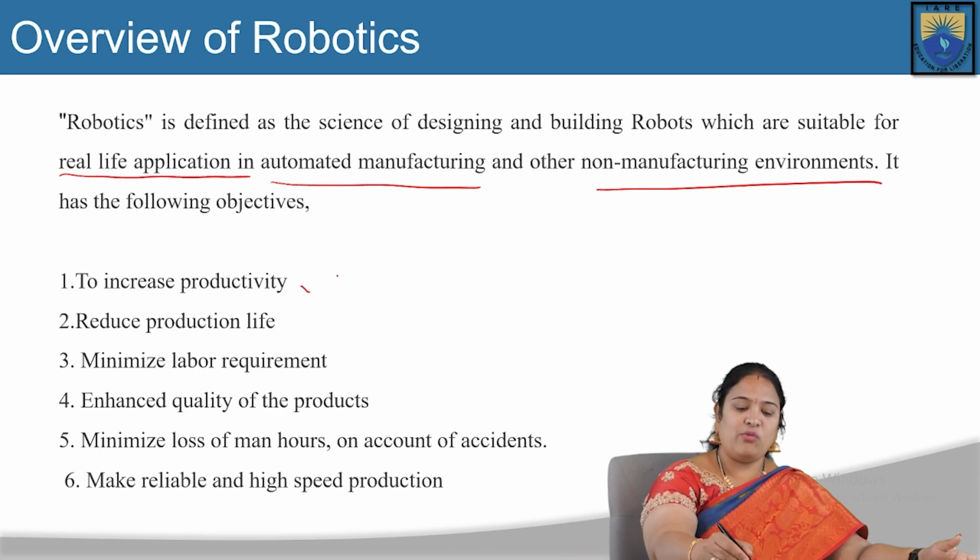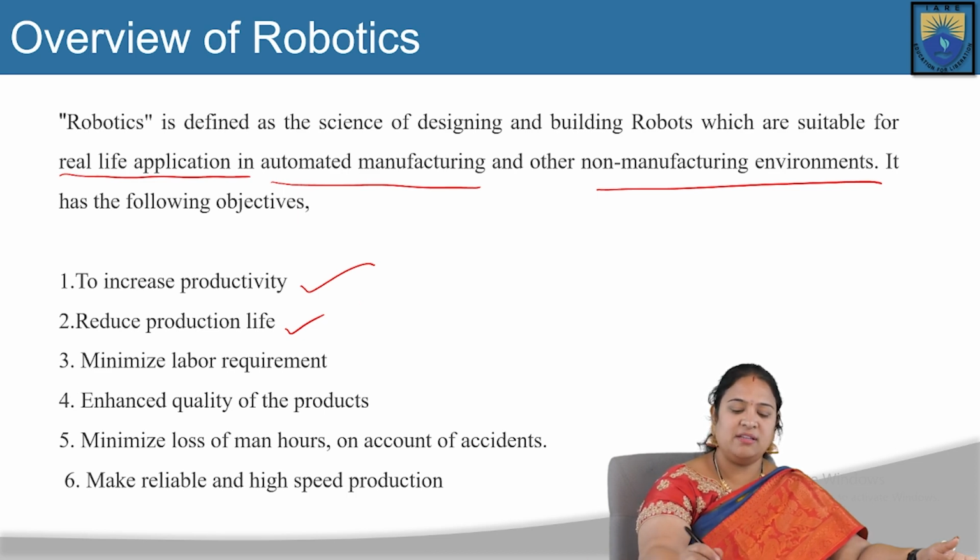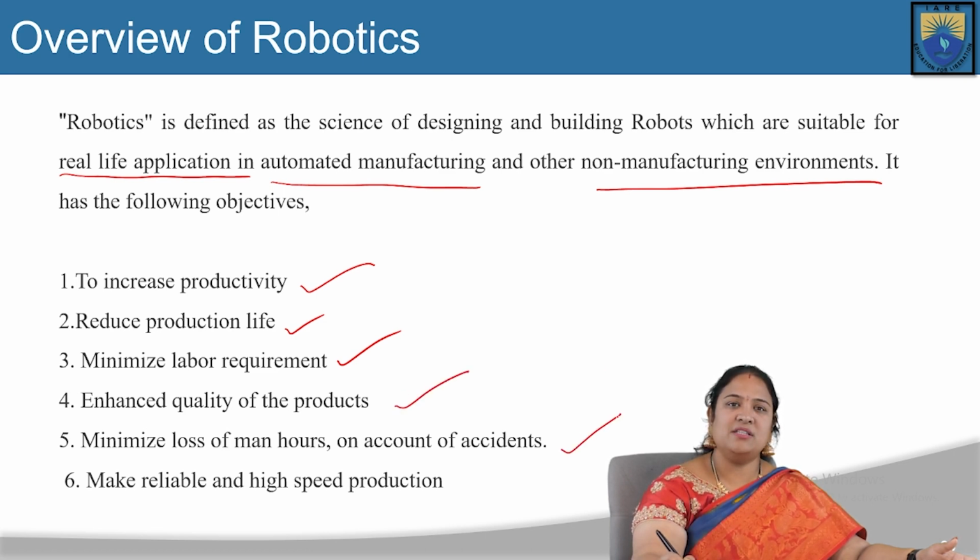So there, what is happening? The productivity is increasing, production cost is reducing, minimizing the labor requirement. It enhances the quality of the product as discussed earlier. It minimizes the loss of man hours on account of accidents. It makes reliable and high speed production when we are using robotics in our real life applications.